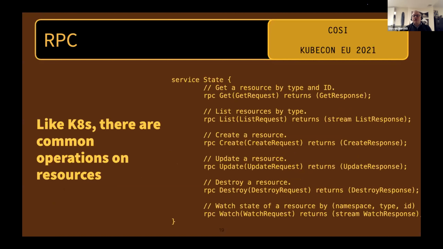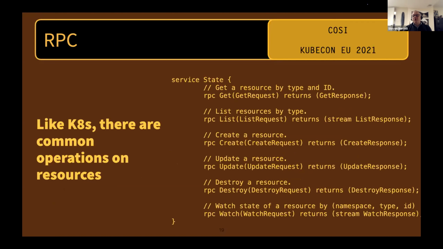Like Kubernetes, there's common operations: list, get, create, update, destroy. Actually, something we're looking at right now is that there's a Google proposal for declarative infrastructure, like API standards for this. So I think that will influence this a little bit.